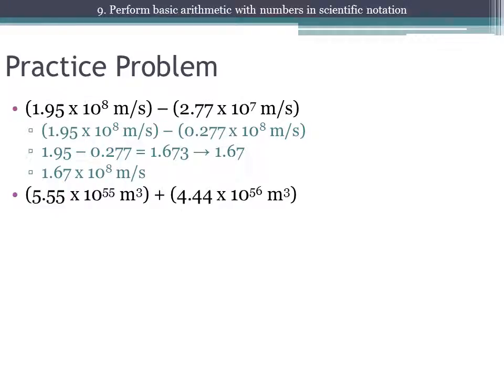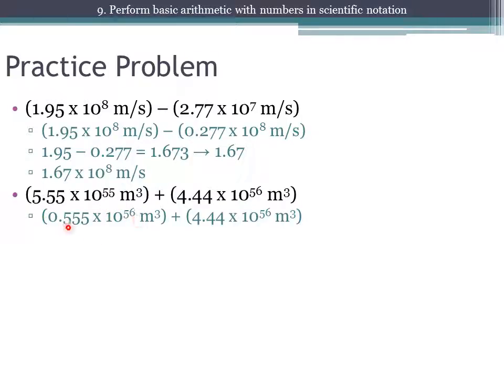Next one, we have addition. 5.55 times 10 to the 55th meters cubed plus 4.44 times 10 to the 56th meters cubed. Again, it makes no difference which one you change. Looks like I've changed the 55 to a 56. I've made the exponent bigger.